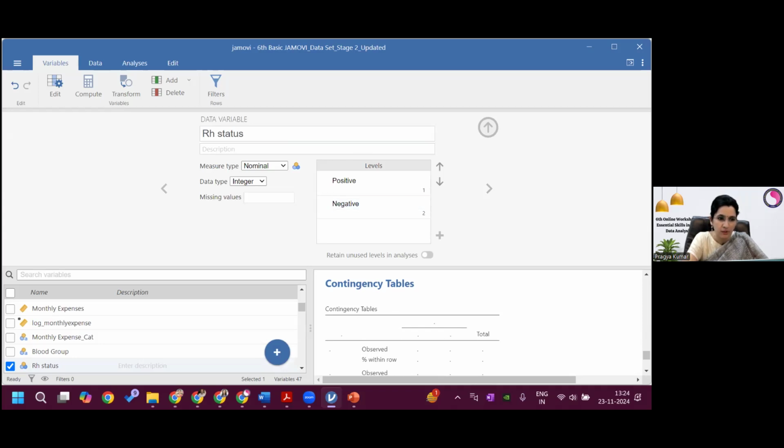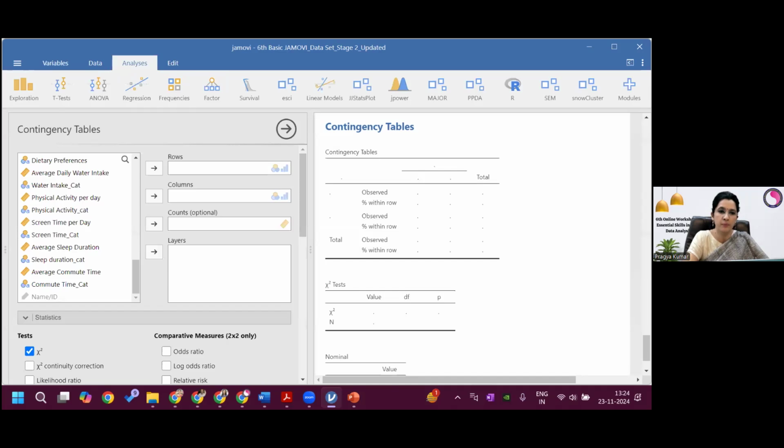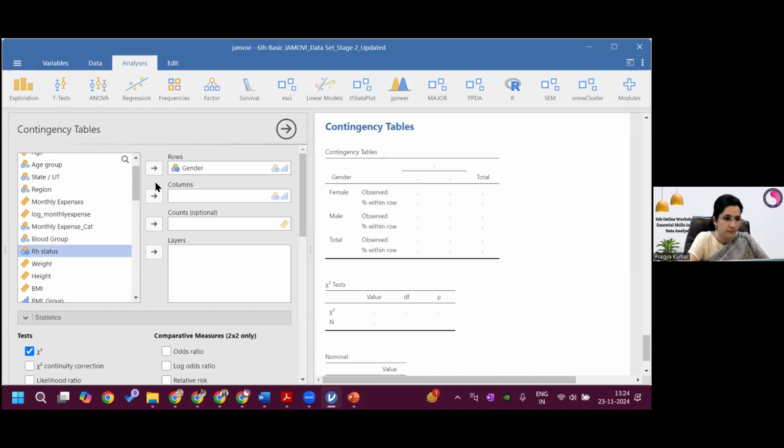So if I want to say whether the proportion of RH positivity is the same in male and female, how will I do that? I will take gender in the row and RH positivity in the column. Right, because I've started with male and female separately and I want to see whether it is RH positive and negative status. Although RH negative are again, it is there.